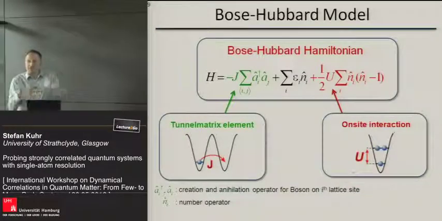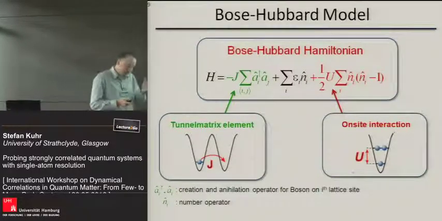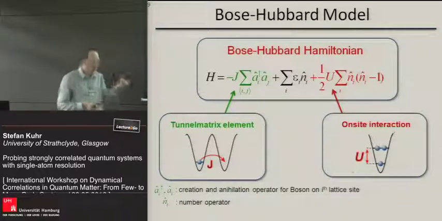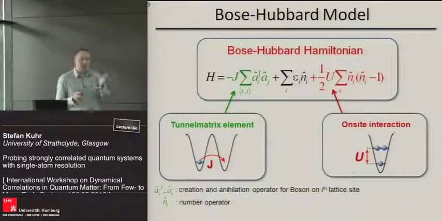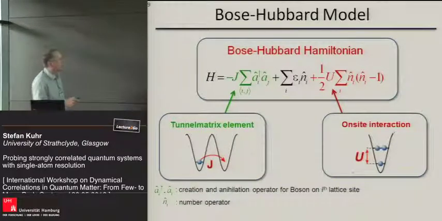And so let's right away jump into the physics. We want to study strongly correlated systems. We start with a Mott insulator, and as we consider bosons on an optical lattice, we use the Bose-Hubbard model to describe this system. This Hamiltonian consists of these 3 terms.